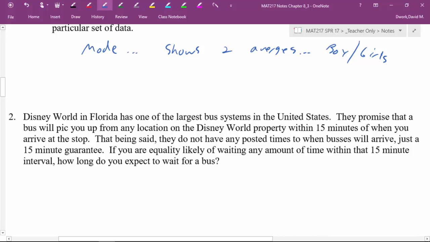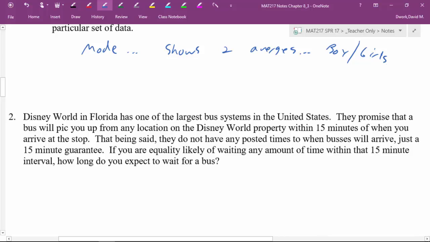When visiting Disney World in Florida, I learned this information. So take this with a grain of salt. This is what I was told. Disney World in Florida has one of the largest bus systems in the United States. They promise that a bus will pick you up from any location on the Disney World property within 15 minutes of when you arrive at that bus stop.